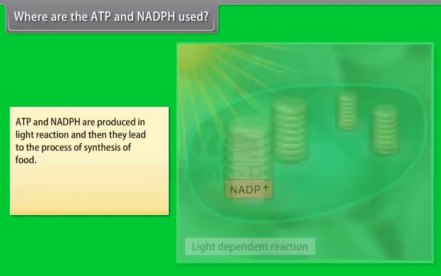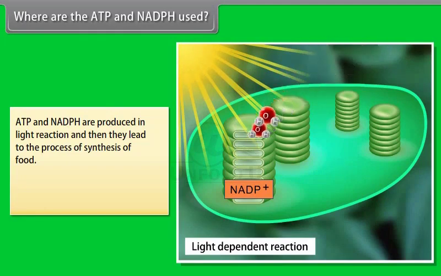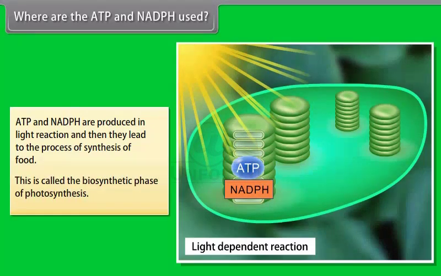Where are the ATP and NADPH used? ATP and NADPH are produced in the light reaction, and then they lead to the process of synthesis of food. This is called the biosynthetic phase of photosynthesis.